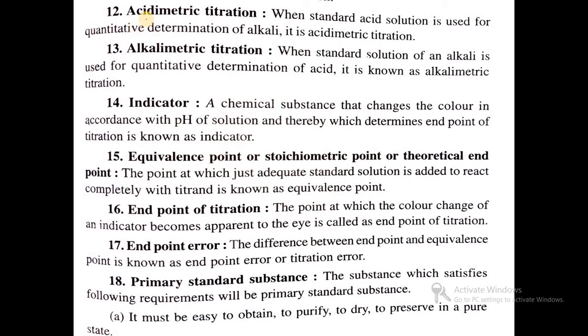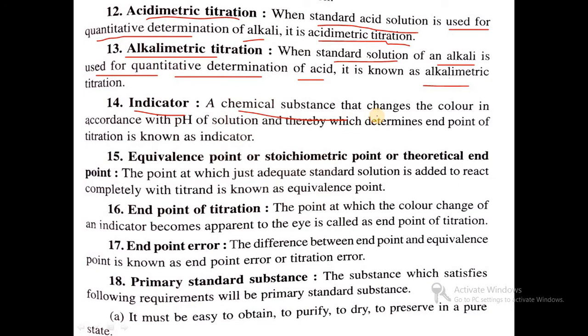Then some terminologies. What is acidometric titration? When a standard acid solution is used for quantitative determination of alkali, then it is called acidometric titration. And alkalimetry is the reverse one, that is when a standard solution of an alkali is used for quantitative determination of acid, it is known as alkalimetric titration. Then an indicator is a chemical substance that changes color in accordance with the pH of the solution, which determines the end point of titration.